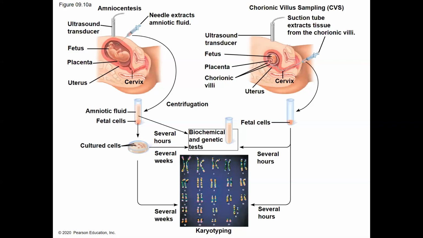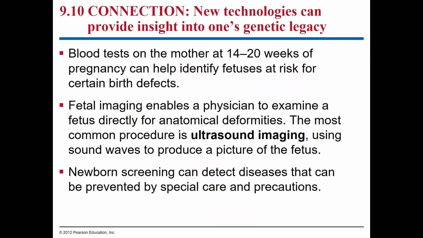There are surgical procedures that they do now on fetuses and fetal development that are possible. So blood tests on the mother at 14 to 20 weeks of pregnancy can help identify fetuses at risk for certain birth defects. And then another way of doing this is fetal imaging, which is ultrasound imaging, where you use sound waves to produce a picture, and they have 3D imaging now. You can actually 3D image a fetus to see if there's any problems while it's developing.